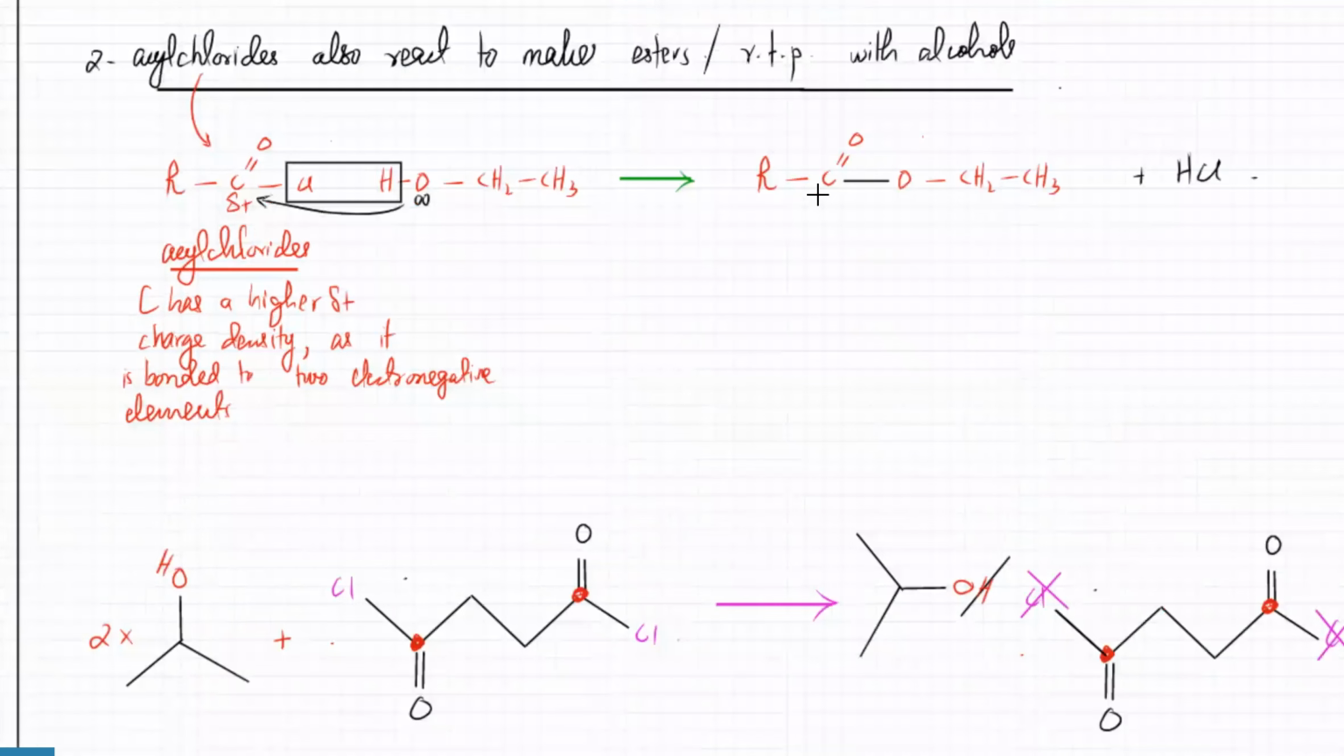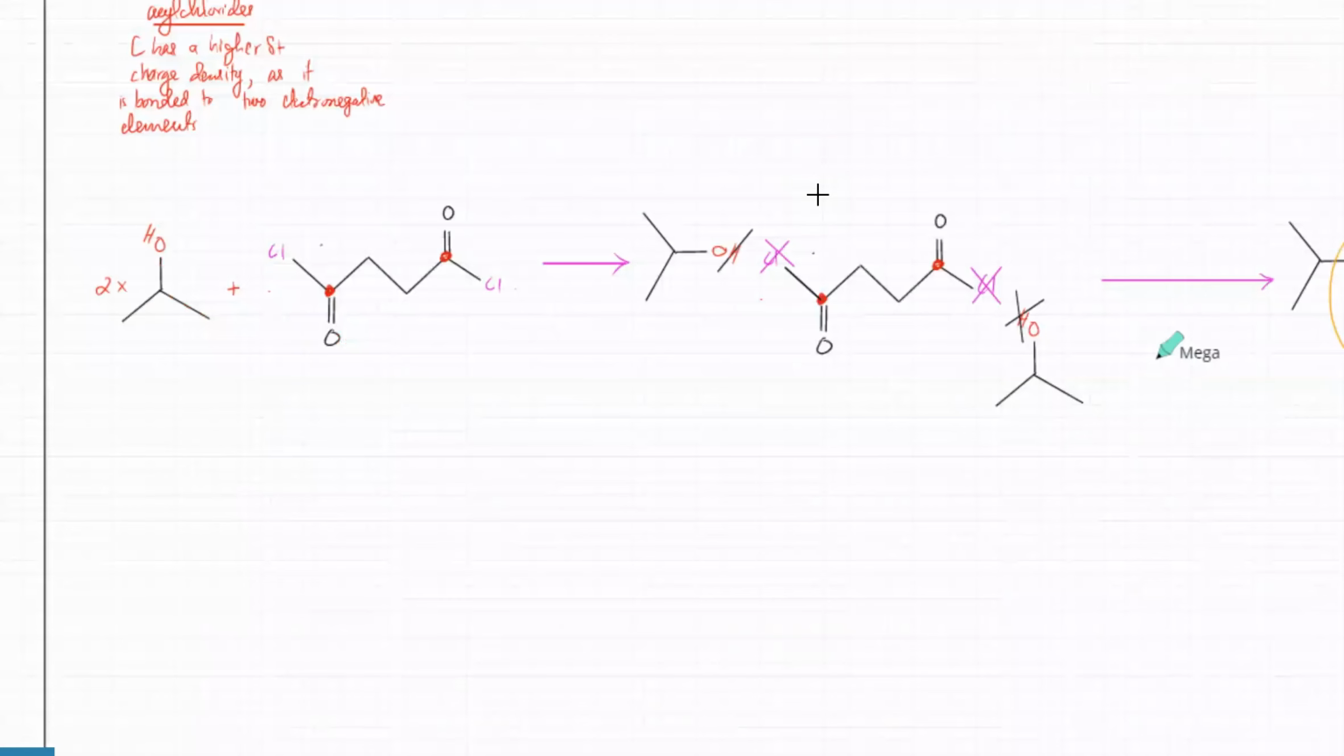Is it possible that alkyl chlorides can react with phenols to make an ester bond? No, I am coming to that, okay. So the third one is that one. The third one is, how do phenols make esters?